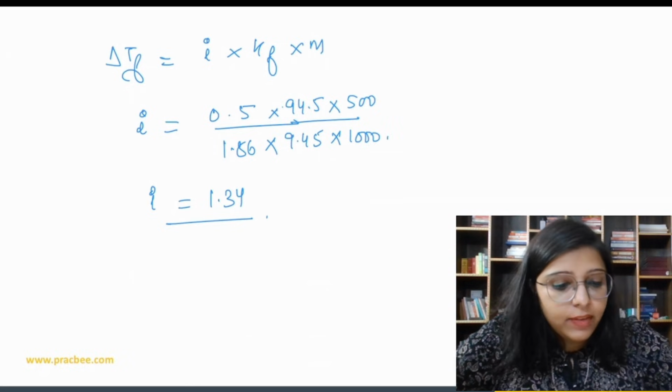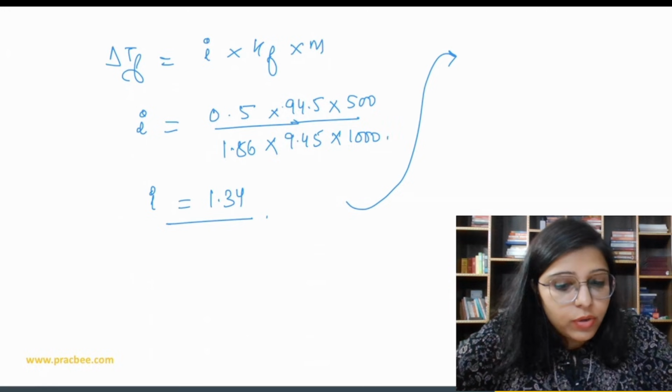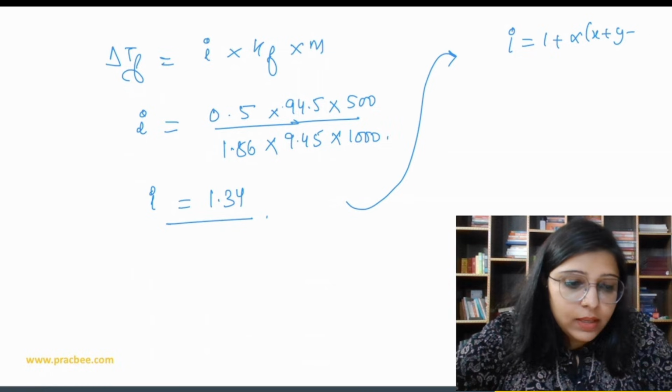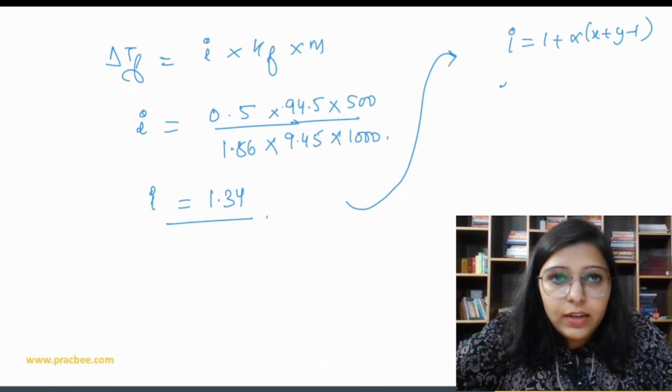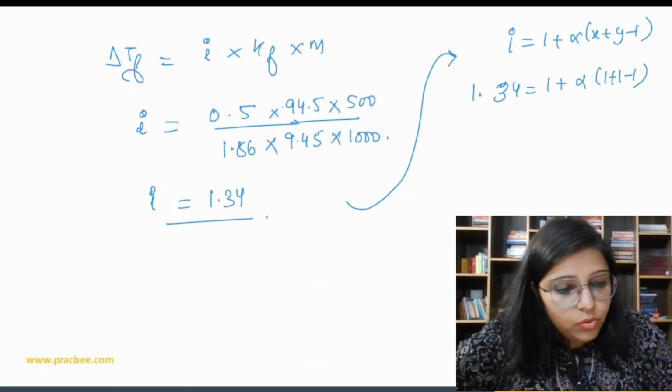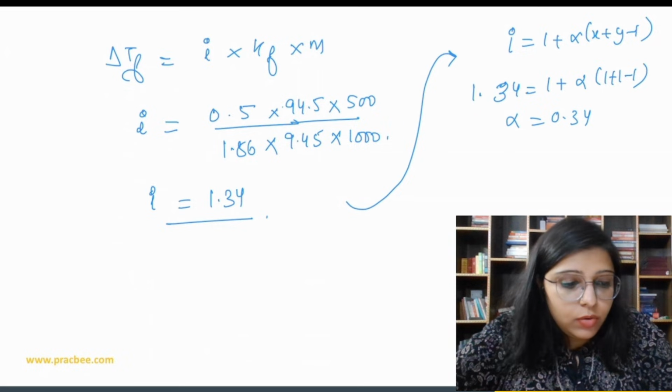So when you get i's value as 1.34, you can find out alpha. i is equal to 1 plus alpha (x plus y minus 1). So here i's value 1.34 is equal to 1 plus alpha (1 plus 1 minus 1). So we get alpha is equal to 0.34.